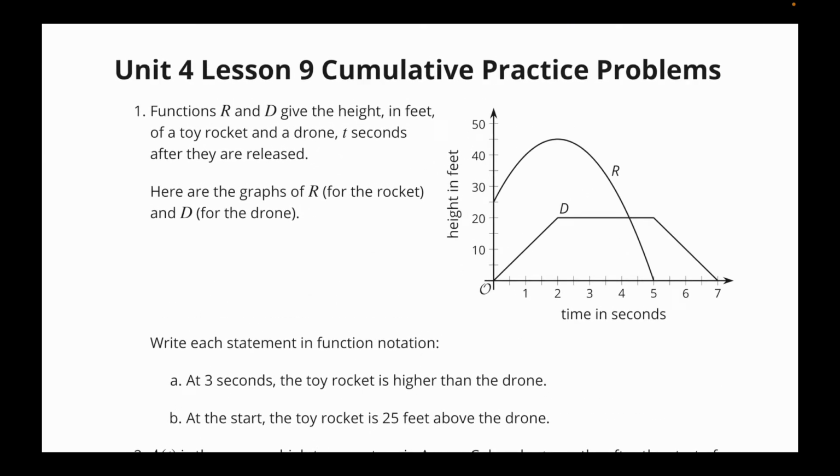Functions R and D give the height in feet of a toy rocket and a drone t seconds after they are released. Here are the graphs of R for the rocket and D for the drone. Write each statement in function notation.